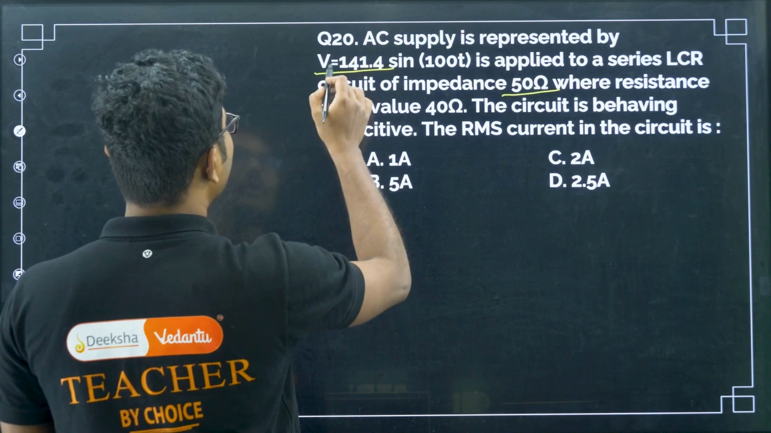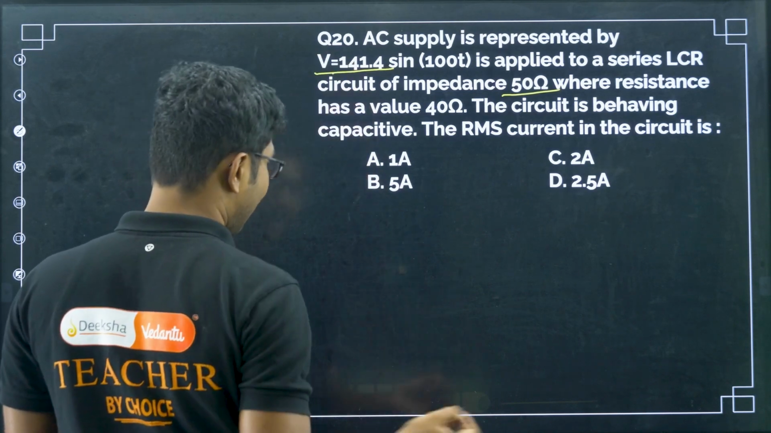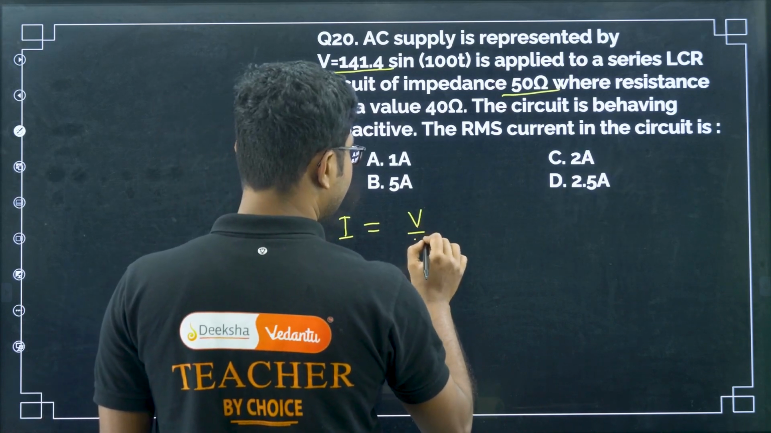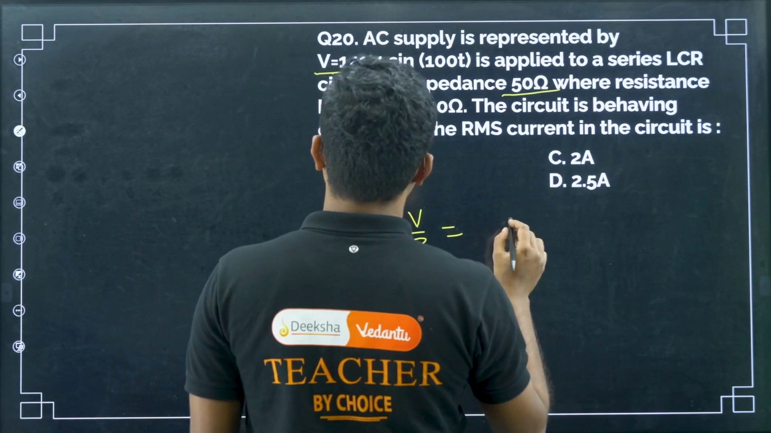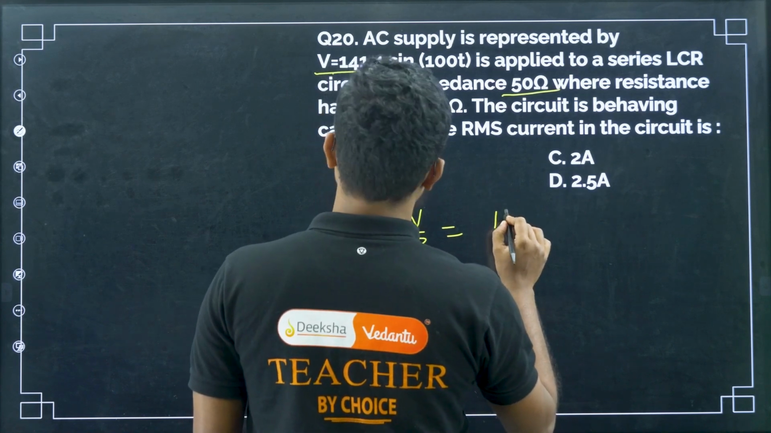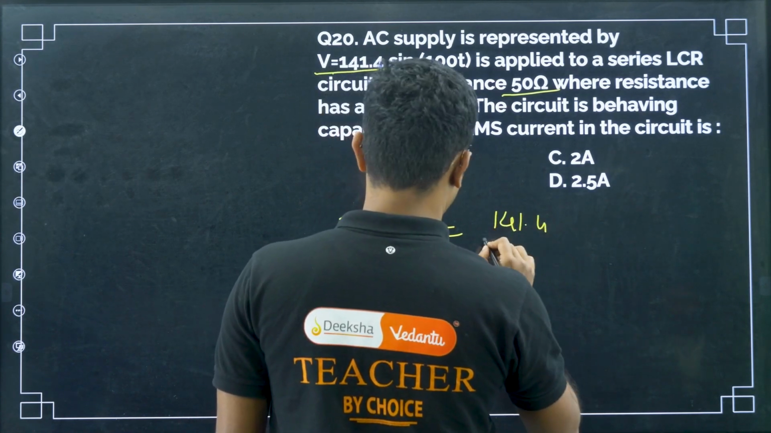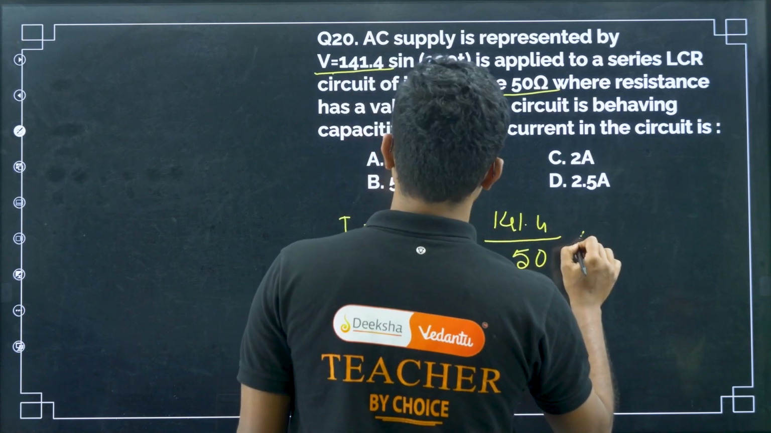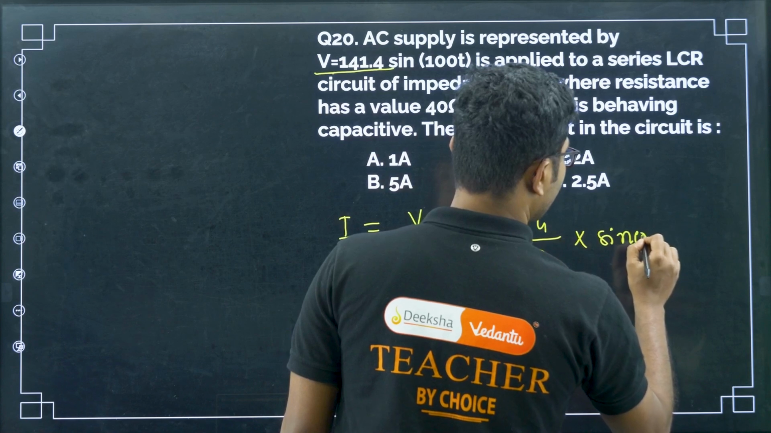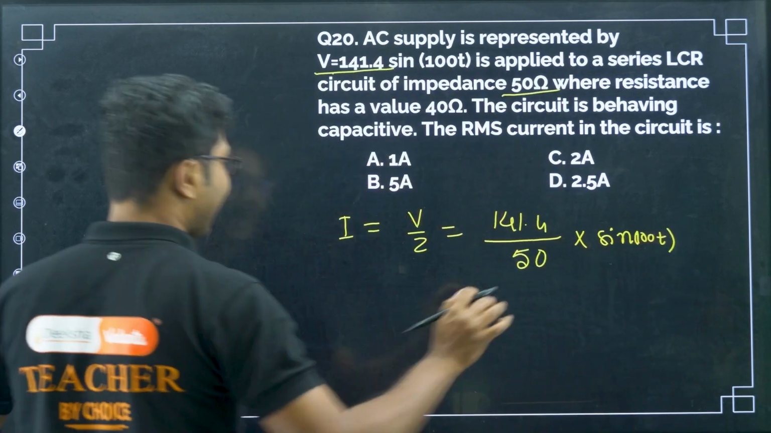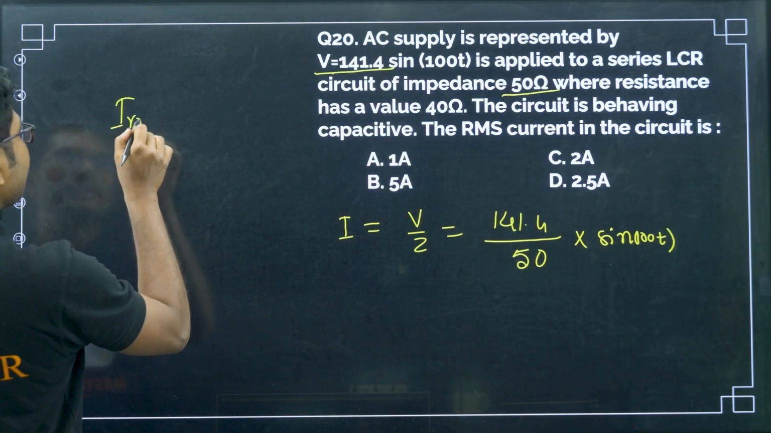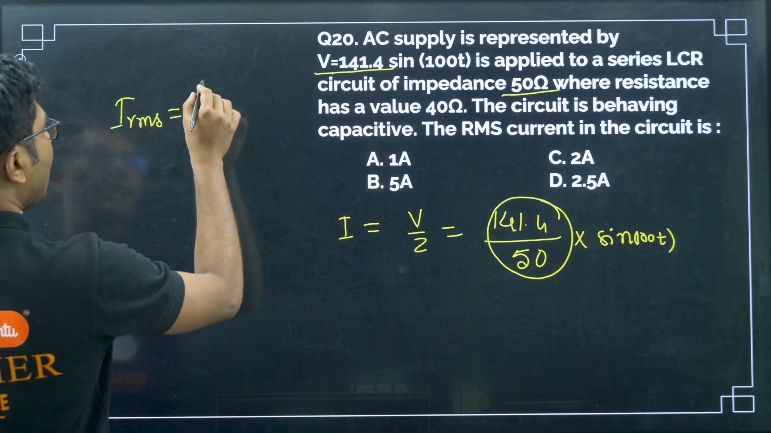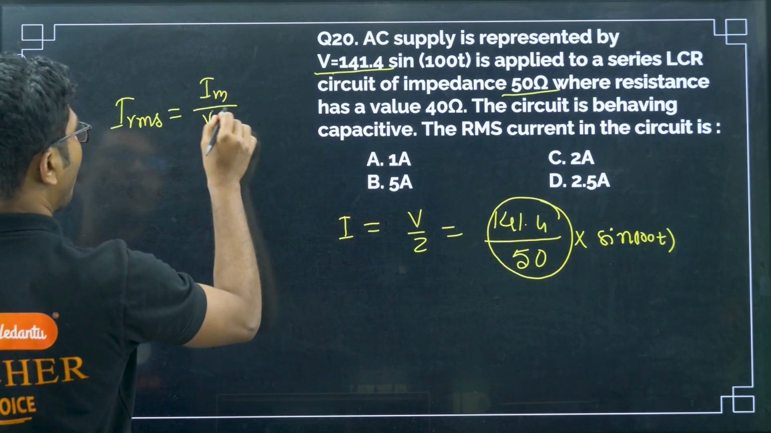First, what you will do, you will find the current in the circuit. So, current in the circuit is basically V by Z, that is 141.4 divided by 50 into sin 100 T. This is the current. Now, what is IRMS? IRMS is basically this maximum current divided by root 2, right.